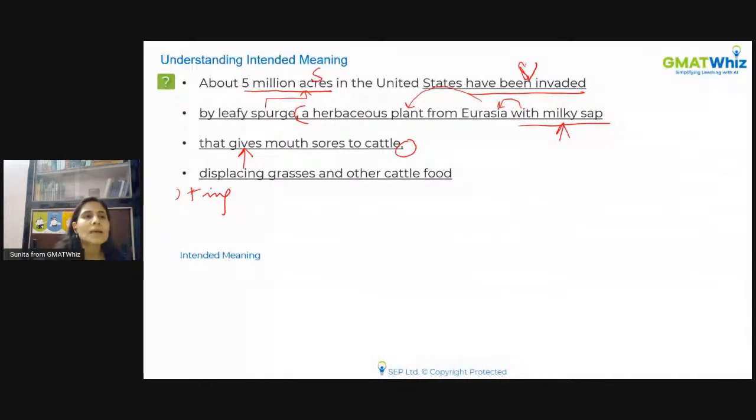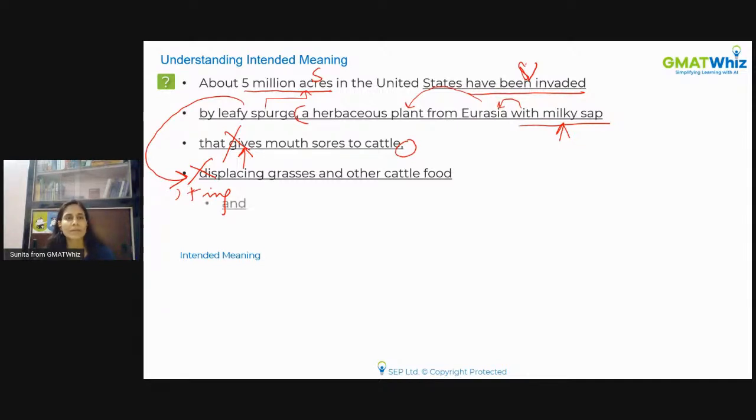So clearly, this ing modifier is not working with this verb. It could very well be that the milky sap gives mouth sores to cattle. But what makes sense is the leafy spurge would displace the grasses and the other cattle food. That's how it would invade the acres, right? It would displace the grass on the acres, that leafy spurge. That's what I'm guessing. Let's see.